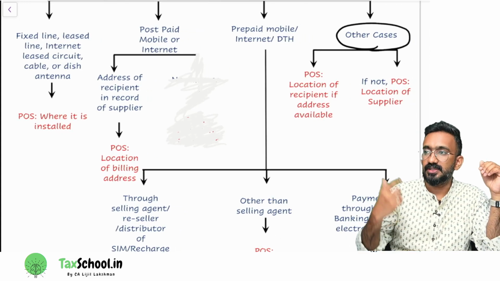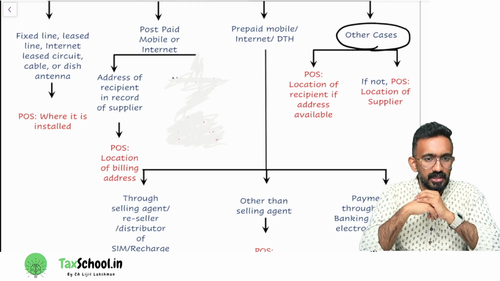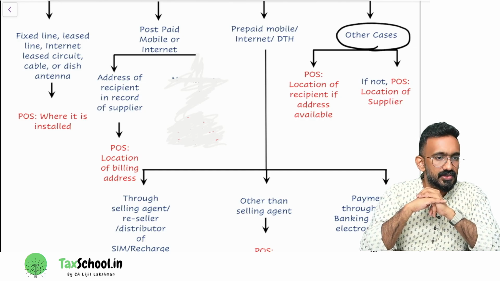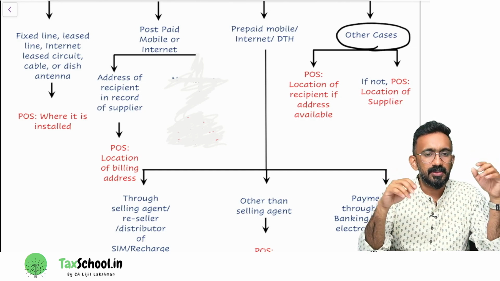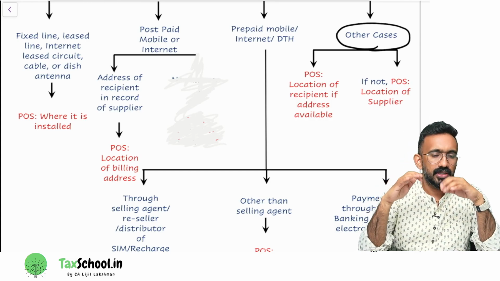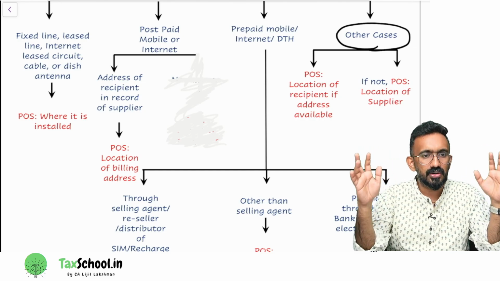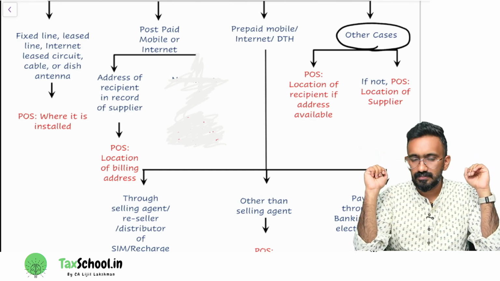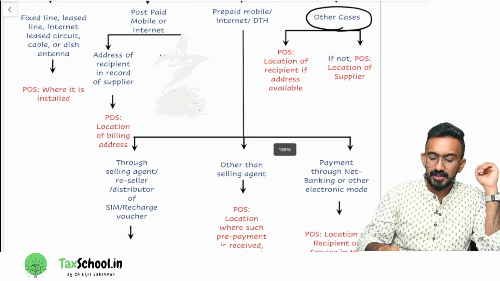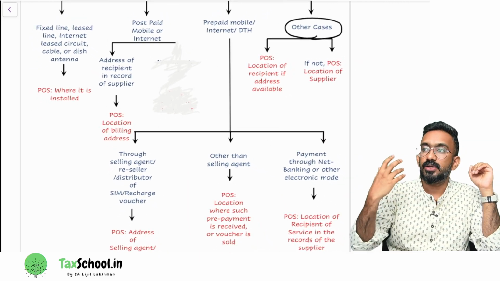What if it's a postpaid mobile connection? Postpaid will have a billing address. So they said, don't fix the place of supply in all the states where you use the phone. Instead, place of supply will be the address as per the record of the supplier, your billing address, right? Then, what if it's prepaid? Prepaid, I have to look at how I did the recharge.